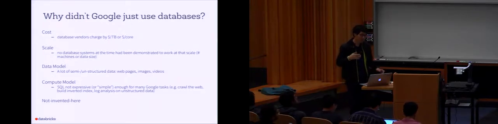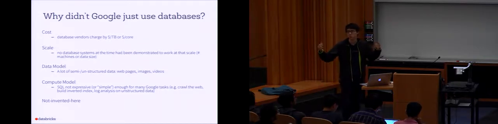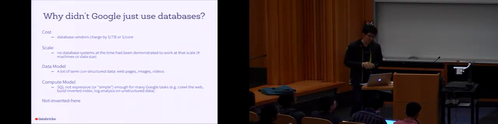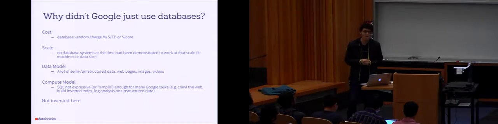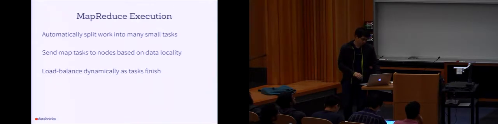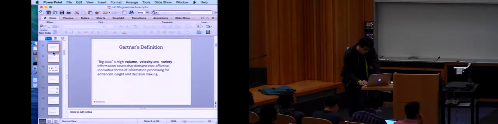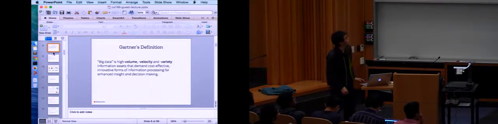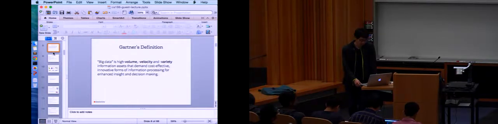But the real question is, why didn't Google just use databases if MapReduce is strictly an inferior subset of databases? I think we covered some of the reasons, but just to give a more comprehensive analysis, one is cost. If you remember the definition from Gartner, that whole paragraph, we took the 3 V's out of it, but the second part actually is information assets that demand cost-effective, innovative forms.